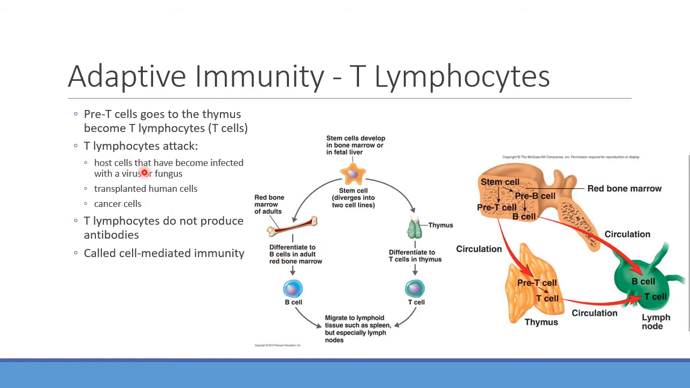So T lymphocytes are going to be attacking host cells that have been infected with, say, a virus or fungus, or transplanted human cells. Is this normally a good thing? No, it's usually an appropriate response because the body's detecting foreign cells. However, it's not something we want the body to do, right? If we transplant a whole new liver into a patient, I probably want them to keep that liver functioning, so I don't want the body to attack it.